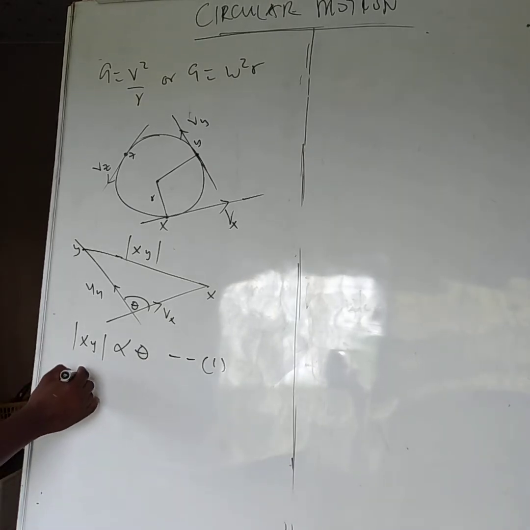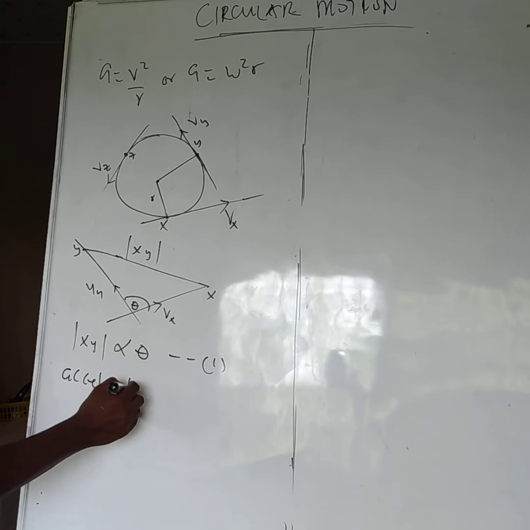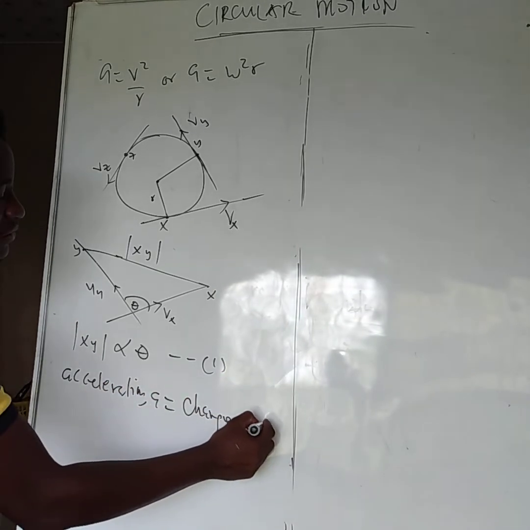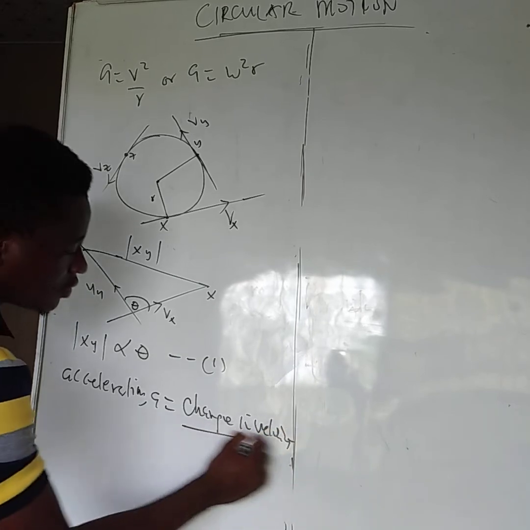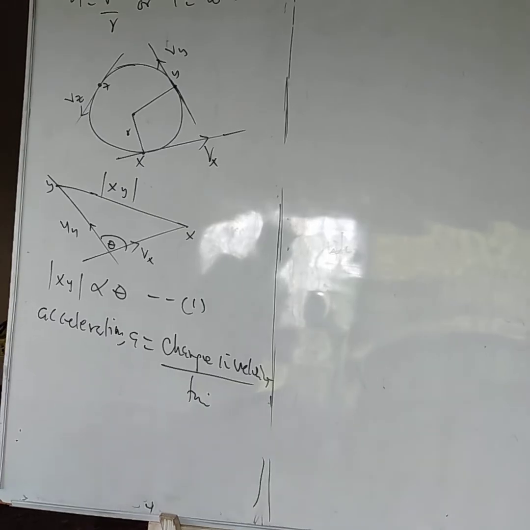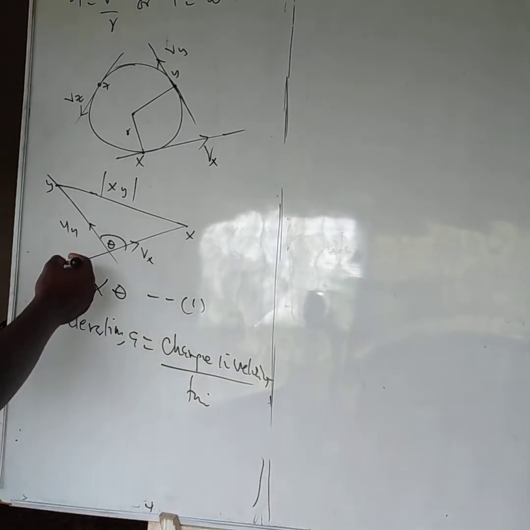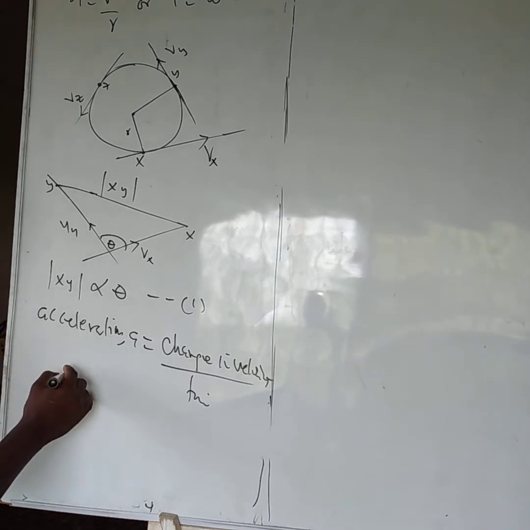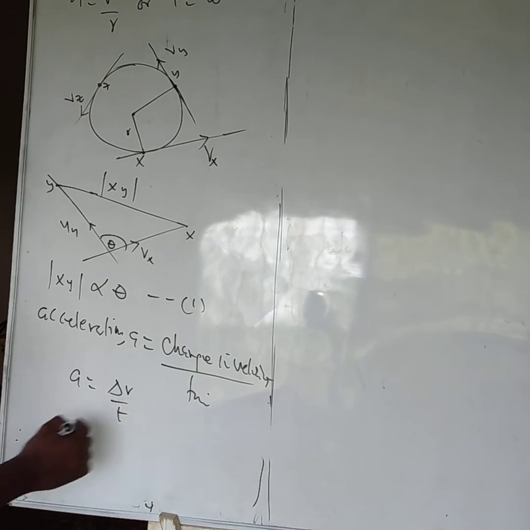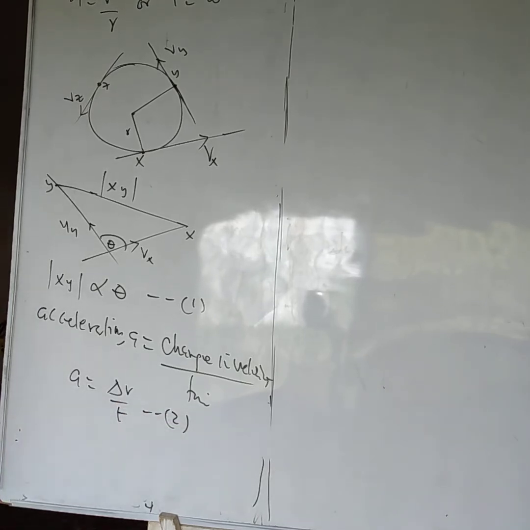Then we also know that acceleration A is equal to change in velocity all over time. So let us keep that also. Okay, good. Now from this equation, let me just write A is equal to change in velocity all over the time taken. Let's call this equation 2.